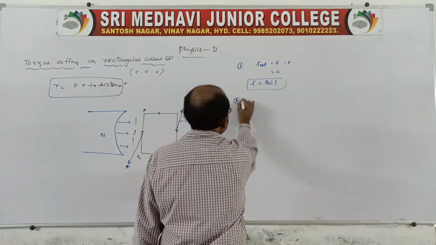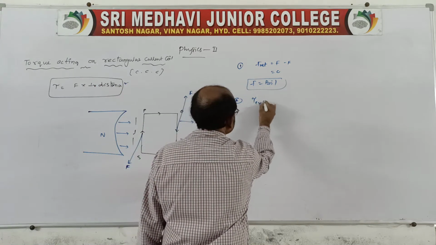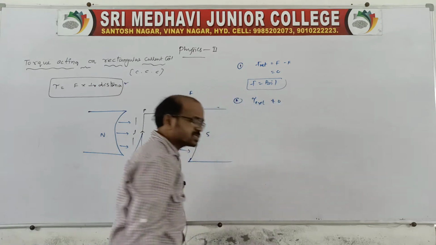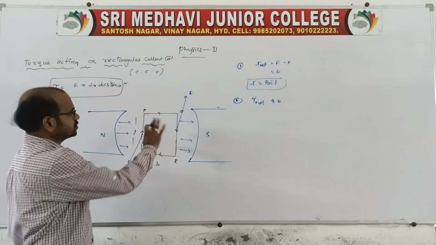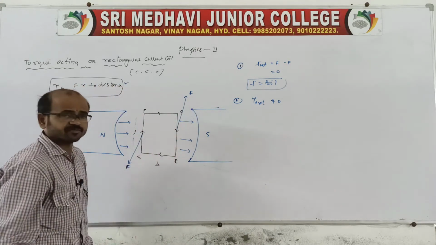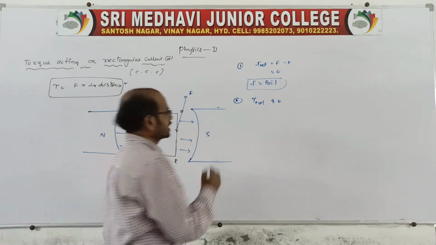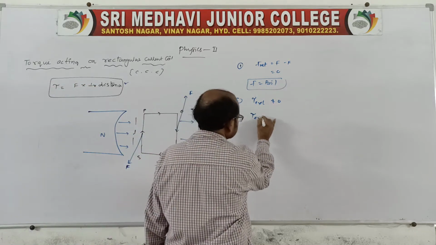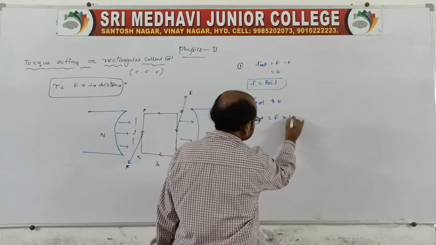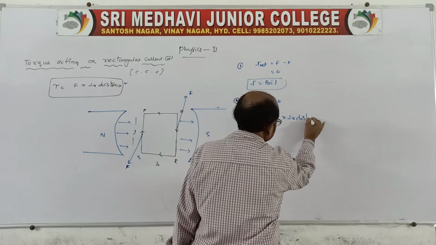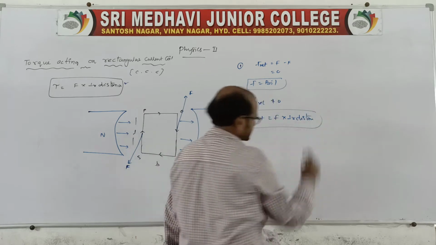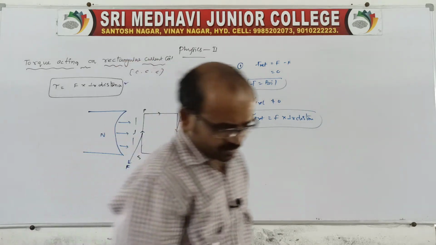And for the second point, external torque is not equal to 0, because there is a turning effect due to the equal and opposite forces. We can say torque external is equal to force into perpendicular distance. Now we need to find this perpendicular distance. Sir, how do we get the perpendicular distance?